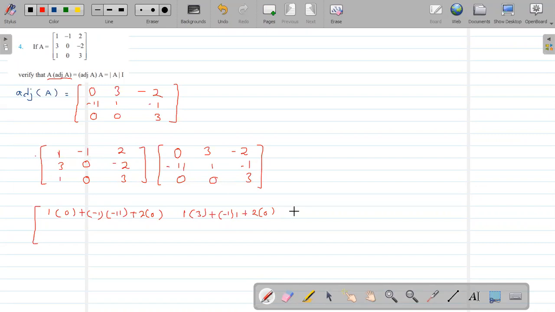1 multiplied by -2 plus -1 multiplied by -1. Okay, and last but not the least, it's 2, 3 is 6. So 2 multiplied by 3. So let me guess an answer here. This and this.